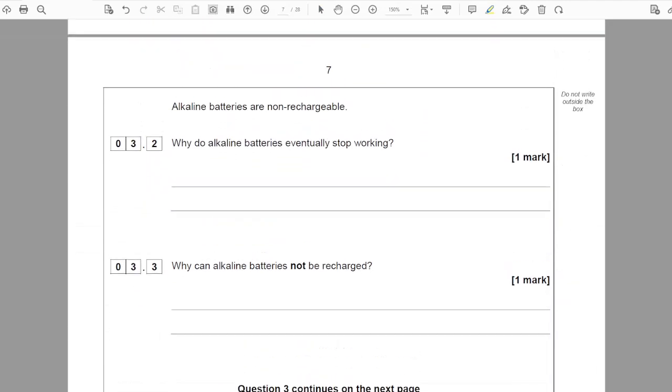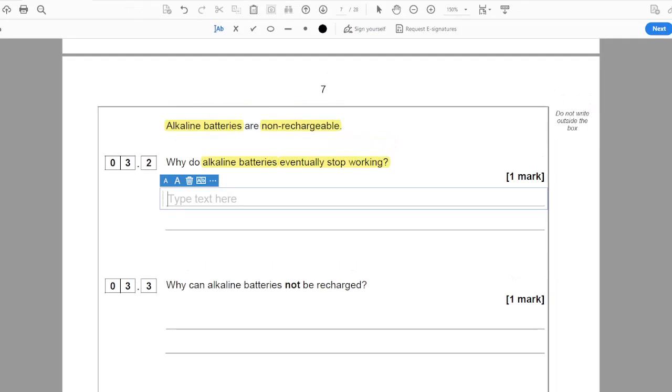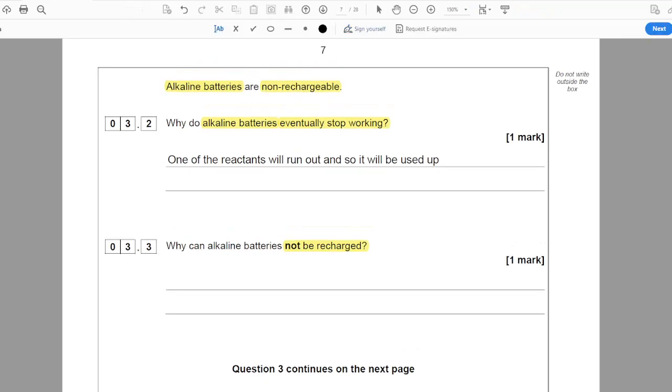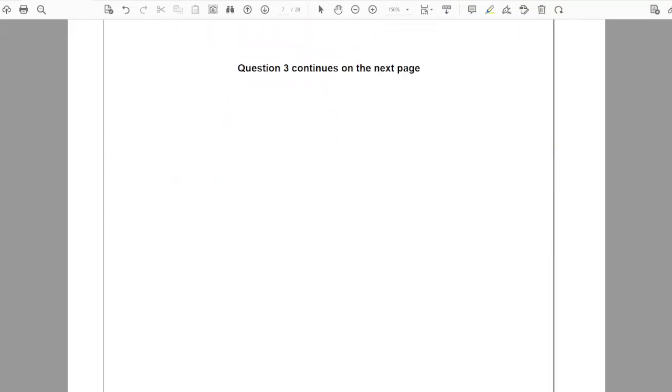3.2. Alkaline batteries are non-rechargeable. Why do alkaline batteries eventually stop working? This is simply because one of the reactants is used up and has run out, so it cannot continue to give out voltage. Why can alkaline batteries not be recharged? Well, you need to consider why batteries are rechargeable, and they are rechargeable because the reaction is reversible. So if the battery isn't able to be recharged, it must be because the reaction in the battery is not reversible.